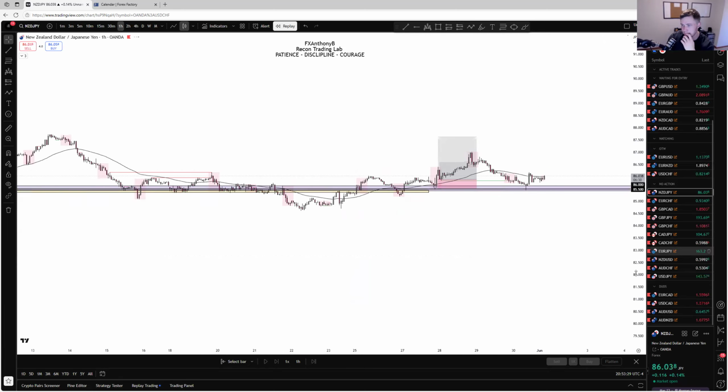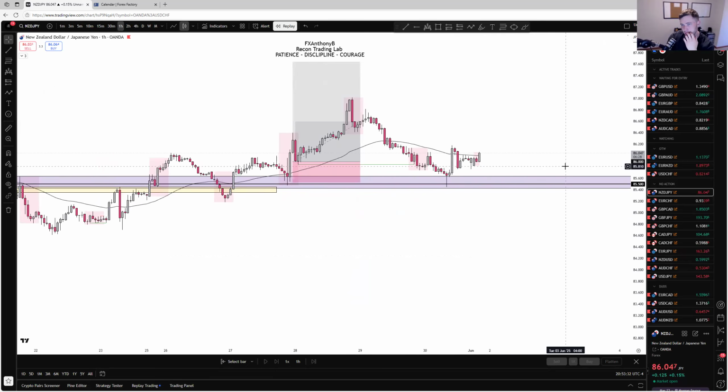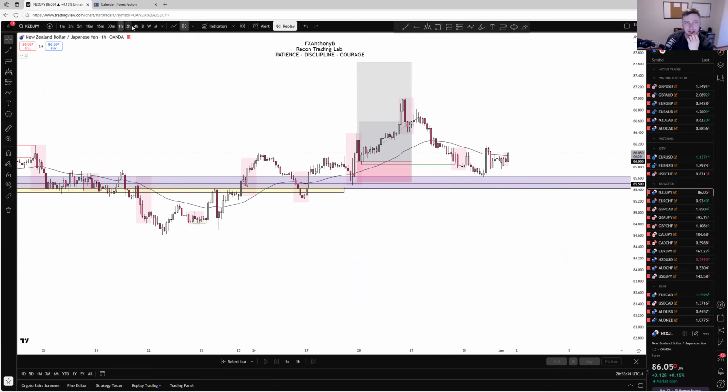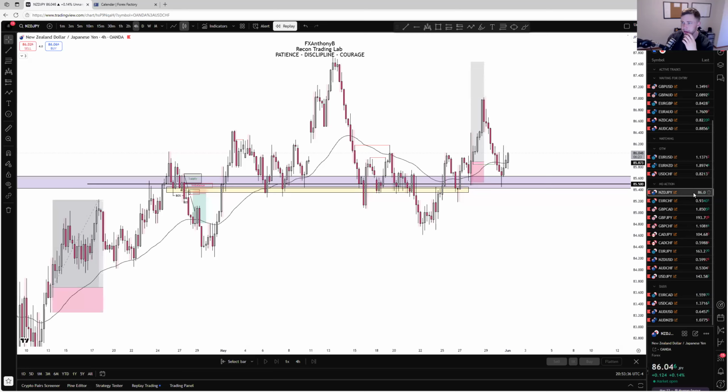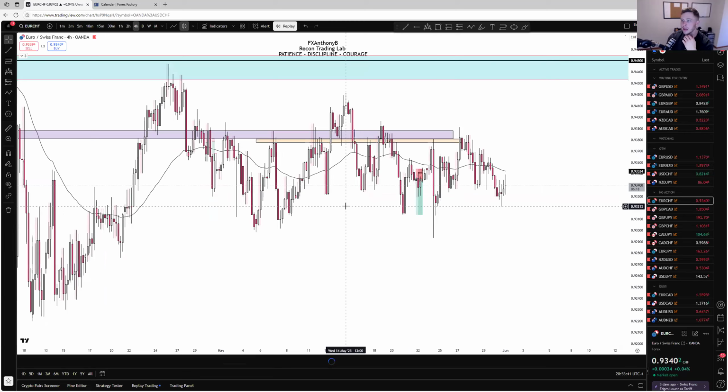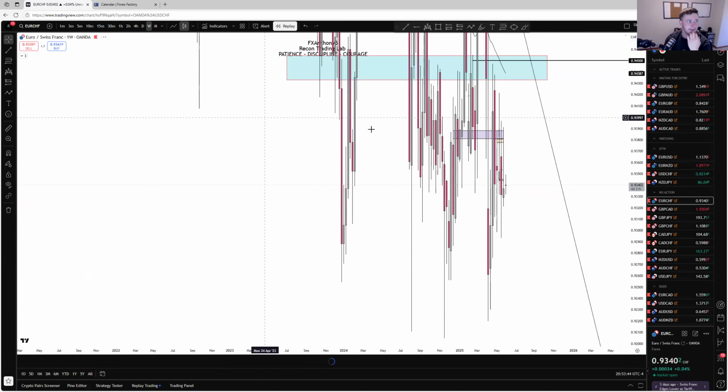I like this trade, but it needs some time to marinate to give us a direction, putting this into our on the way. Euro CHF.